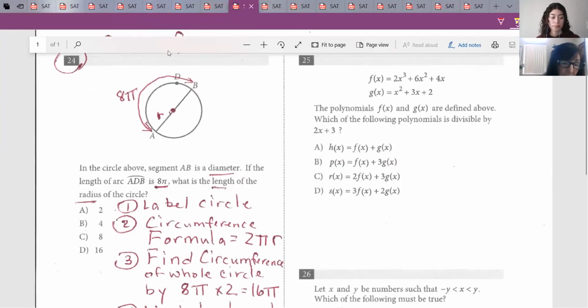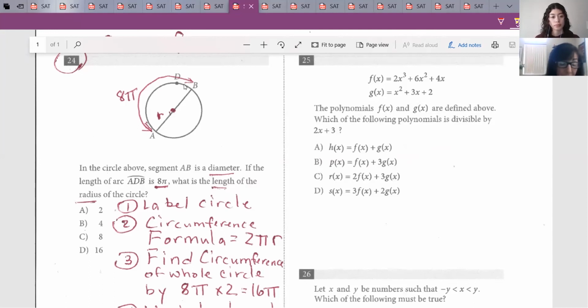There we go. Notice how I've labeled 8 pi as from A through D to B. I also recognize that because AB is a diameter, that's a half a circle. Important, I know that. They kind of messed with you a little bit by calling that ADB an arc. It is an arc, but it's a half a circle. It's the circumference of half a circle. So you don't need an arc formula here.